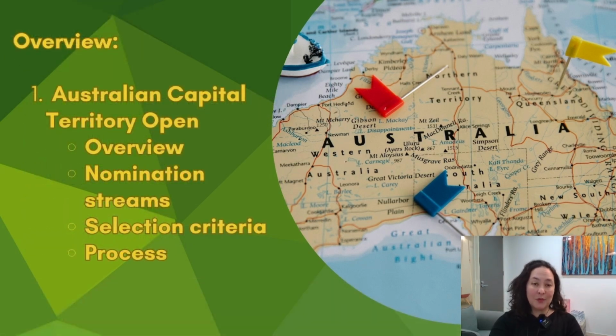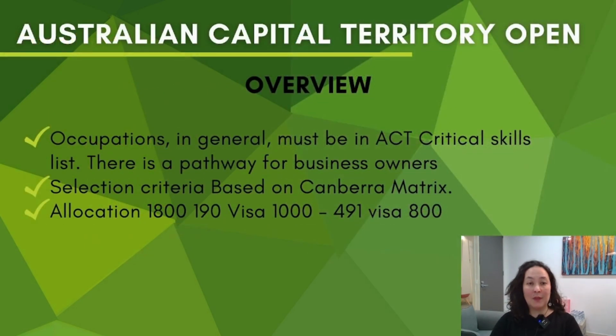So this is just a brief overview of what we're going to discuss. I'm going to start with the overview. The total allocation for the ACT this year is 1,800, so 1,000 for the 190 and 800 for the 491. The selection criteria is normally based on the Canberra matrix, which is a bit complex. They look into several factors. I'm going to show you that a little bit ahead.